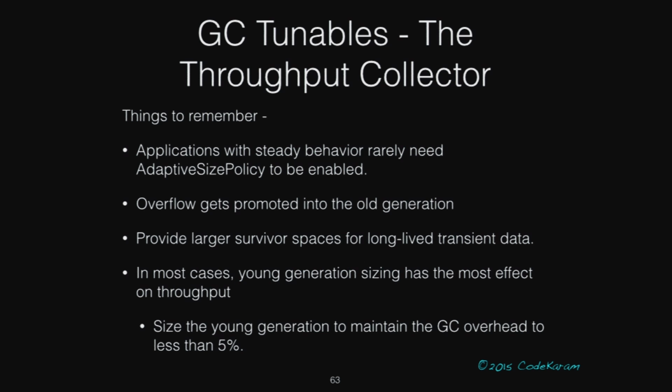So one of the goals that you should have is to try to keep your GC overhead to less than 5% with respect to the throughput collector. And how would you do that? This young generation sizing, those options that I mentioned earlier, aging of objects appropriately, that'll help you keep your GC overhead to less than 5%.